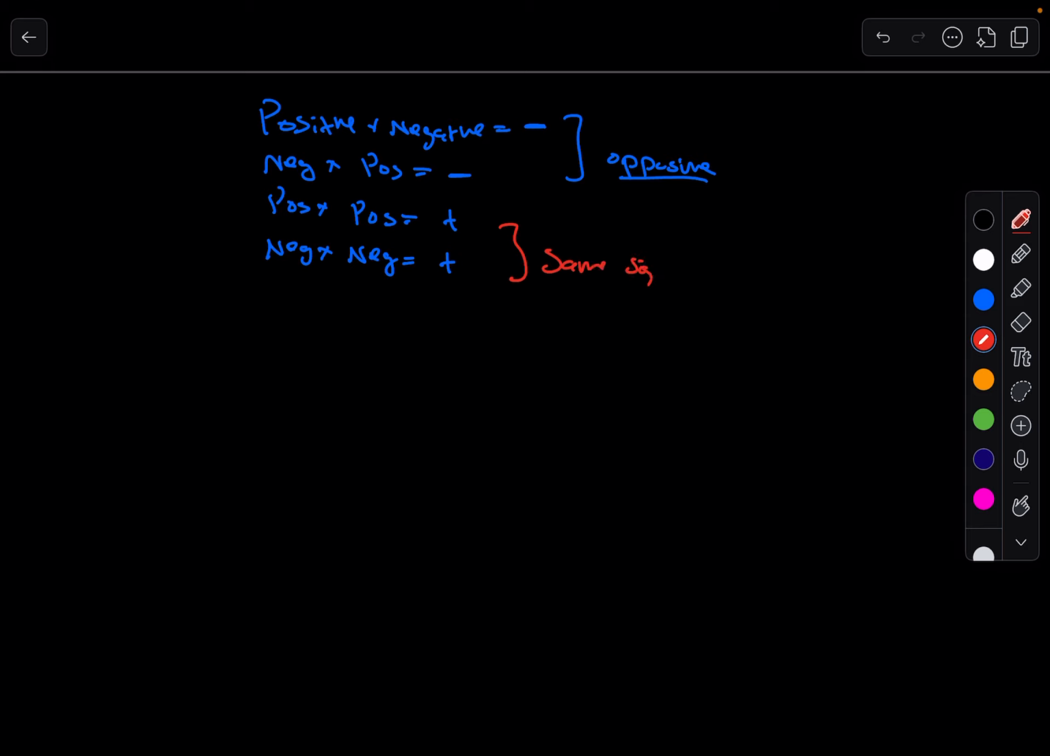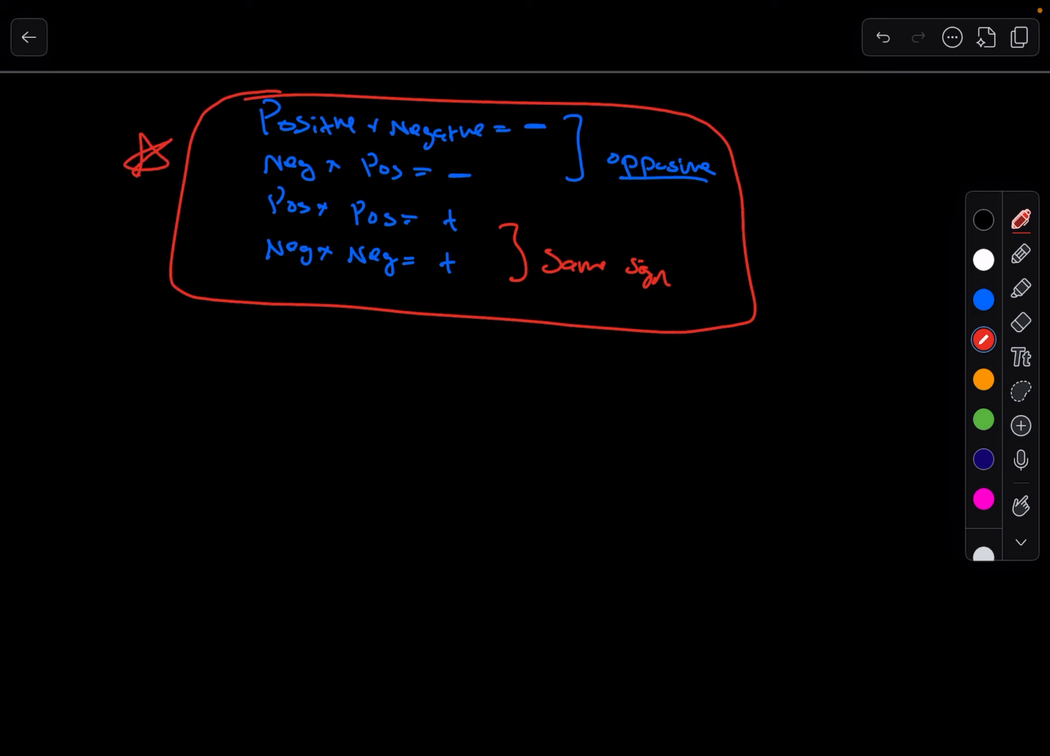And these are the same. A quick way to determine is if they have the same sign, like negative, negative, positive, positive, it will be a positive. If they have opposite signs, positive, negative, negative, positive, then it's always going to be negative. This is a quick shortcut and very key if you want to do these problems quick. I just wanted to explain the logic behind why these rules exist and why it makes sense.